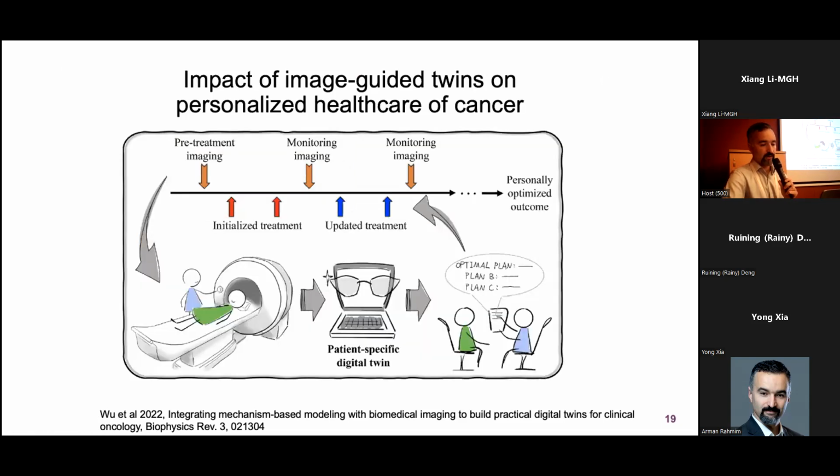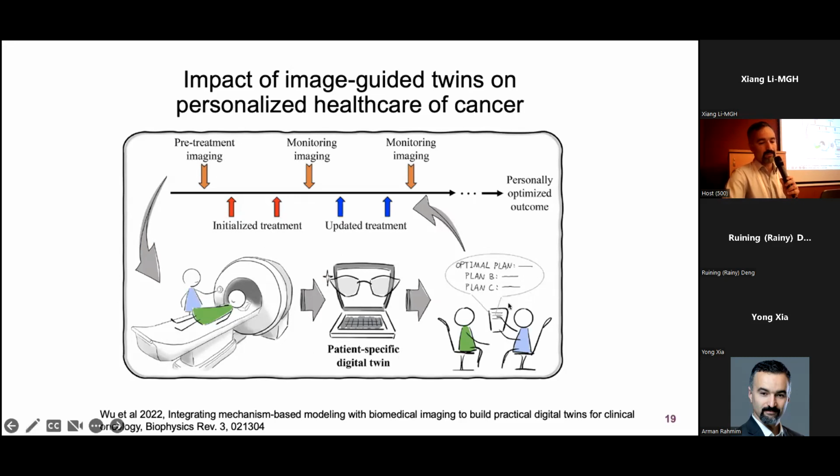So just to show you another example where you could be doing pre-therapy imaging, maybe use that on its own, but also you could do some initial treatment and do some monitoring imaging, and take all this information to build a patient-specific digital twin. And based on this, you could say, okay, I can think of maybe 3 different plans, A, B, C. Which one's going to do the best? Let's run these. Let's do a virtual clinical trial, this virtual therapy.